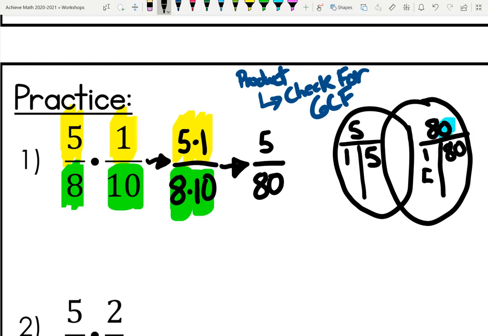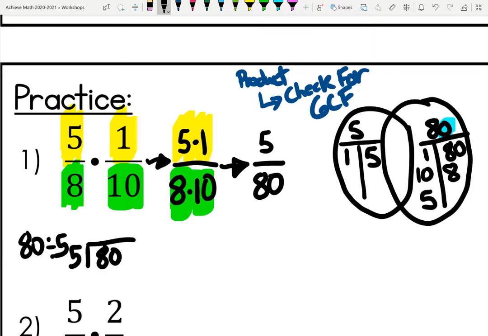So I know that because, here, let me write it out in order. I know 1 and 80 makes 80. I know 10 goes into 80 because it ends in a 0. 10 and 8. Now I've got to figure out what is the number that multiplies with 5. I could go ahead and do 80 divided by 5, meaning I would do the long division on paper to figure out what 80 divided by 5 is. But I'm going to show you a cheat code with this Venn diagram.